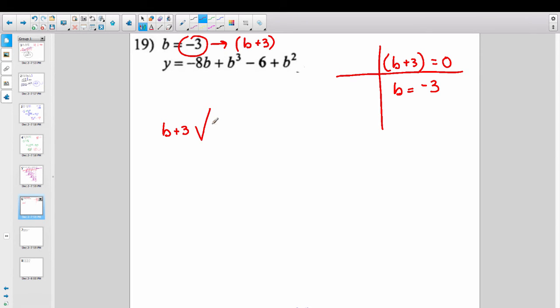And let's see if we divide b plus 3 into b cubed plus b squared minus 8b minus 6. If this goes in evenly and there's no remainder, well then that's another way to show that negative 3 is definitely a root, or a 0, of this polynomial. So let's do some quick long division. Remember, first terms only. How do you get from b to b cubed? You multiply by b squared.